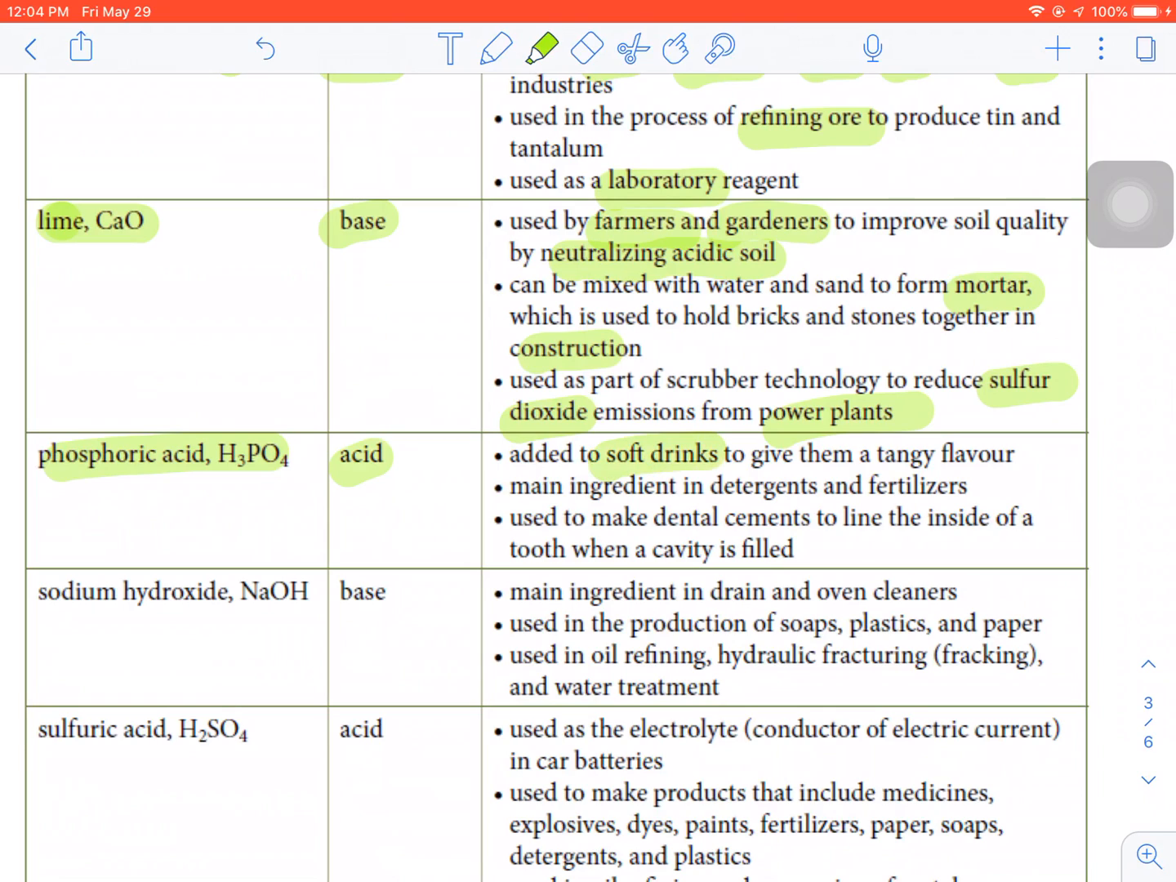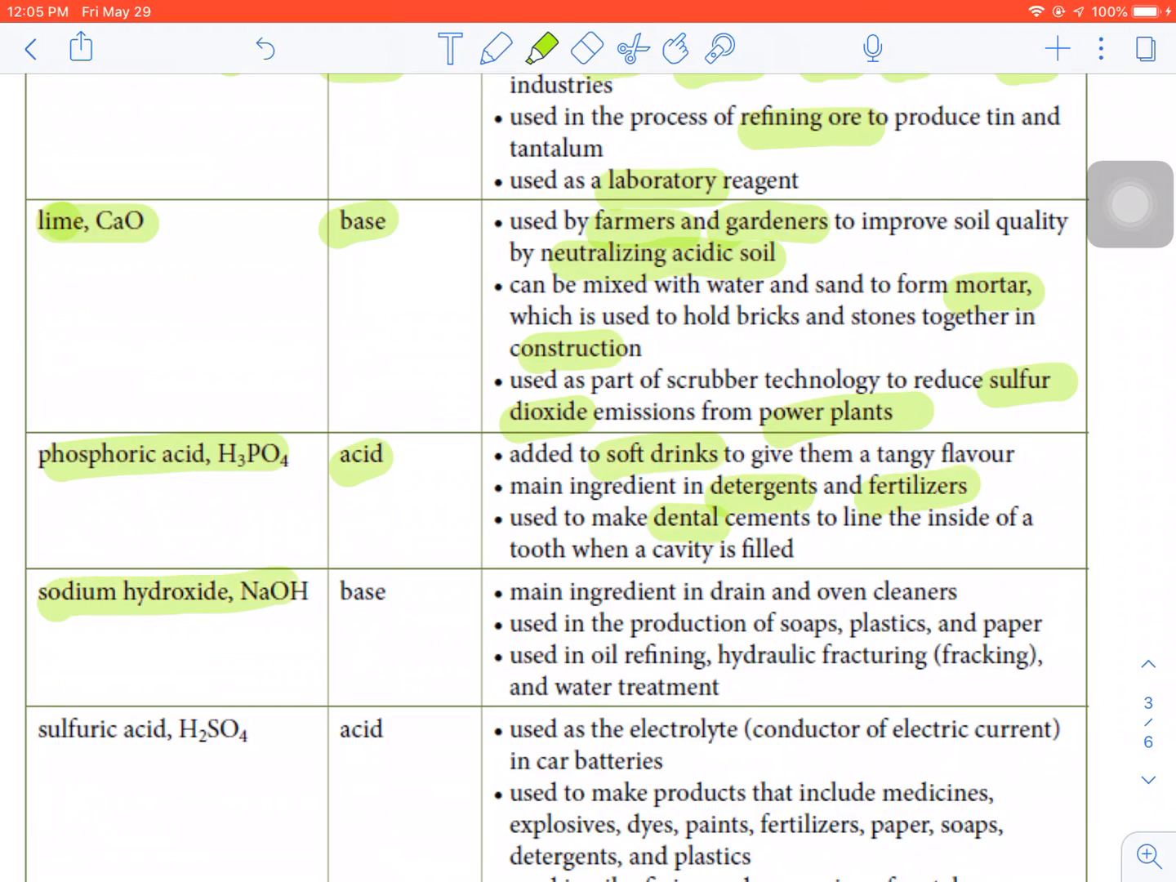Phosphoric acid's in a lot of different soft drinks, a lot of colas, root beer, lots of different things have phosphoric acid added to them. It's used in detergents, like laundry soap. It's added to fertilizers to make your plants grow better. It's used in the dental industry when they are filling cavities. Right? So again, lots of uses for phosphoric acid.